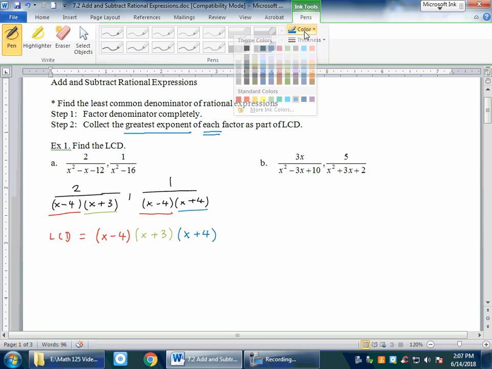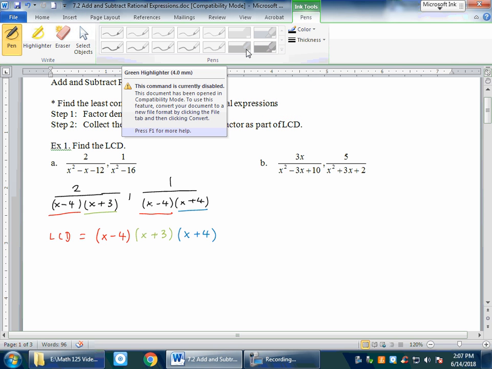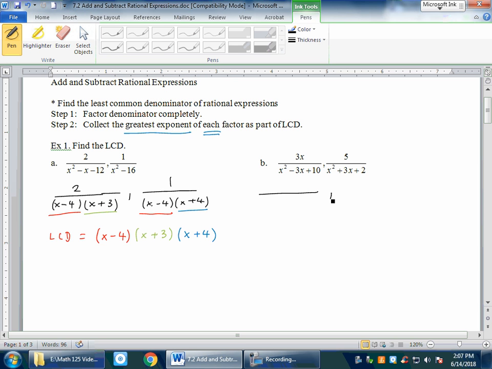Okay. Let's try the second example. See if you can follow better or not. So first up, we're gonna try to factor completely. So 3x and then 5, and that will be the first fraction. Both of them is a negative factor, which is x.